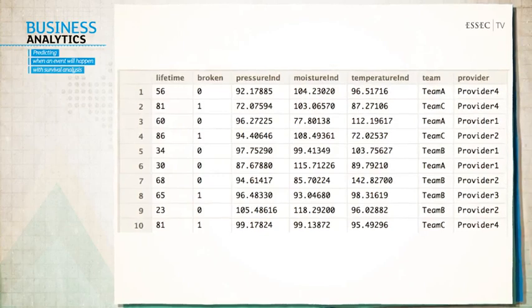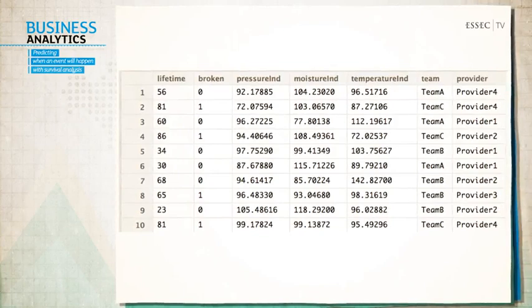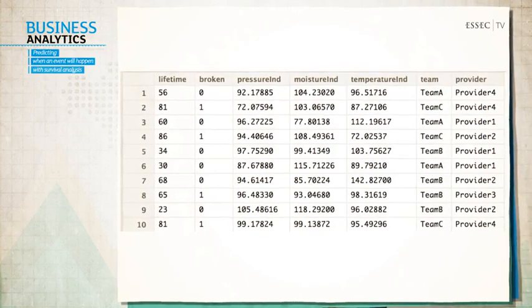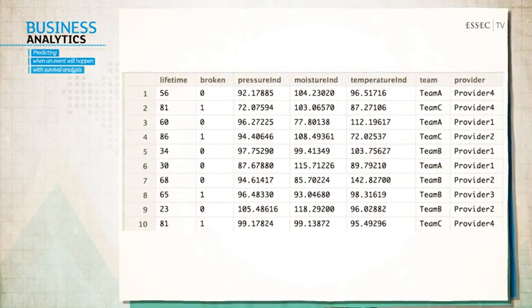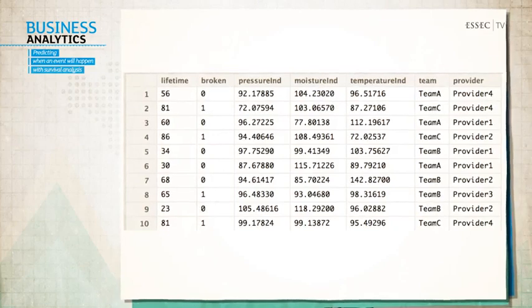Then we have some measures about its environment, a pressure index, a moisture index, and a temperature index. We also have information about the team that is in charge of maintaining each specific piece, team A, B, or C. And finally, we know the provider of the element. We can compute that we have 39.7% of broken pieces in the sample. Those have been replaced already, but that also means that more than 60% of them are still working well since the installation.